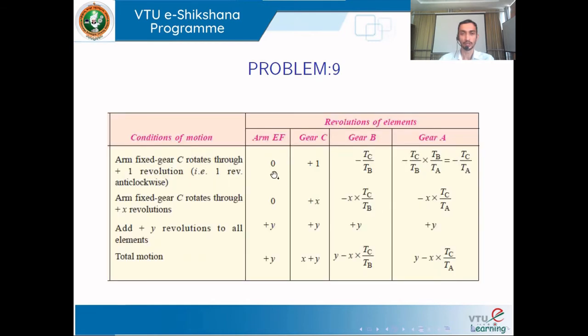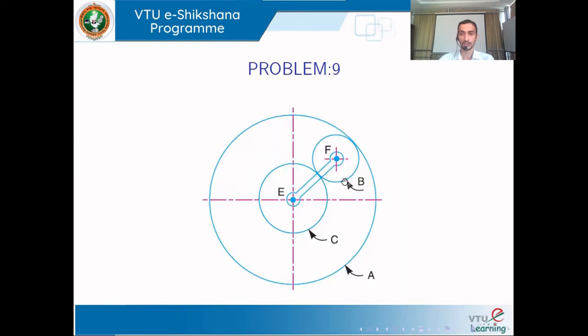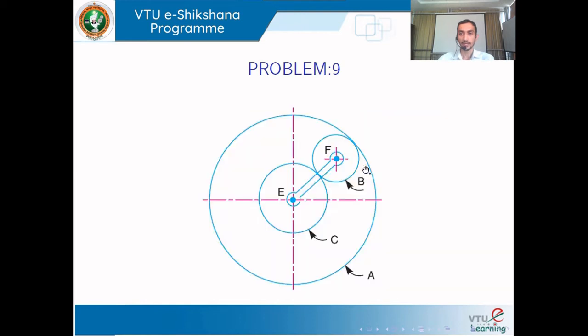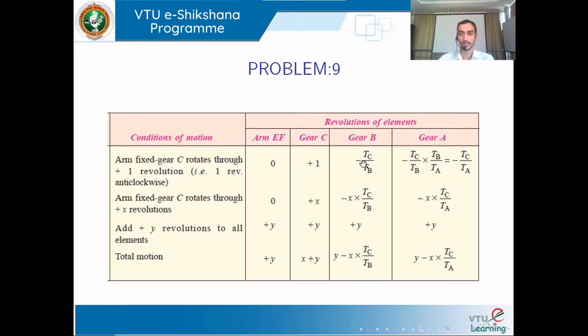That is written here. Arm is fixed and we'll give one rotation to gear C, that is plus one. Since gear C is meshing with gear B, the corresponding equation would be NB by NC is equal to minus TC by TB. It is a negative sign because gear B will rotate in a direction opposite to gear C. Gear A is meshed with gear B internally, so whatever direction B rotates, gear A also will rotate in the same direction.